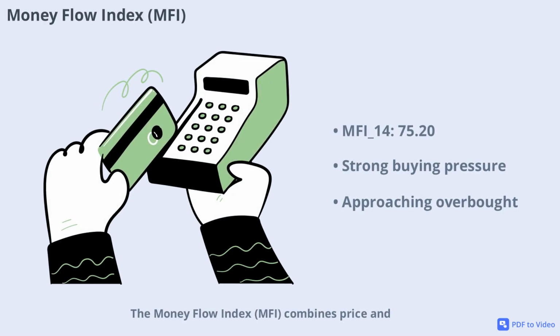The Money Flow Index, MFI, combines price and volume data to identify overbought or oversold conditions. ADBE's MFI 14 is at 75.2, which is below the typical overbought threshold of 80, but still elevated. This suggests that buying pressure has been strong, but a reversal could be on the horizon if the MFI continues to rise.